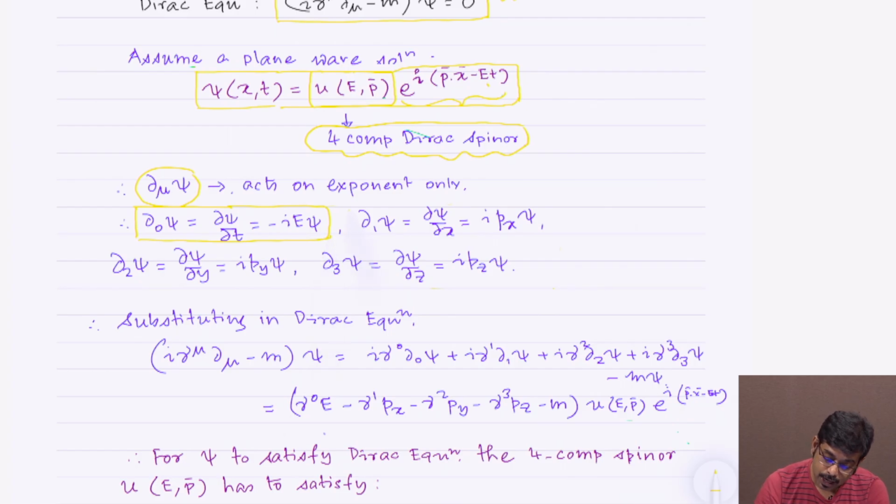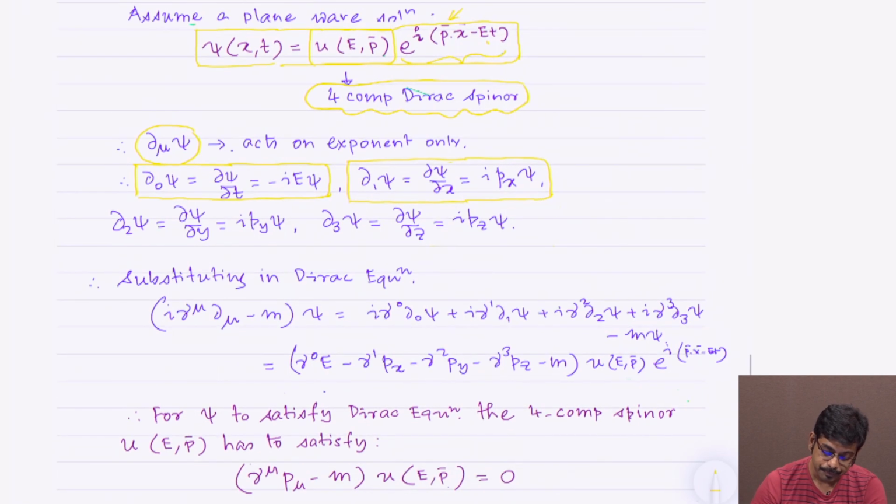What is del 1 psi? That is basically del psi del x. Now, you can tell me that it is easily obtained that this will be i px psi, because that is the component which is coming from this p dot x part. What is del 2 psi? Del 2 psi is del psi del y, and that will be i py psi. What is del 3 psi? This will be simply i pz psi, right.